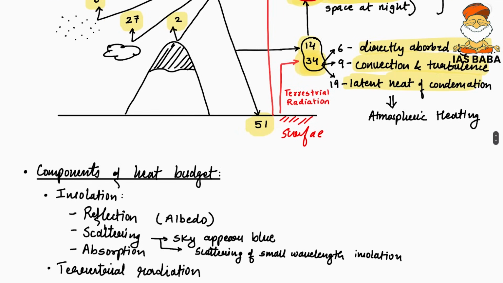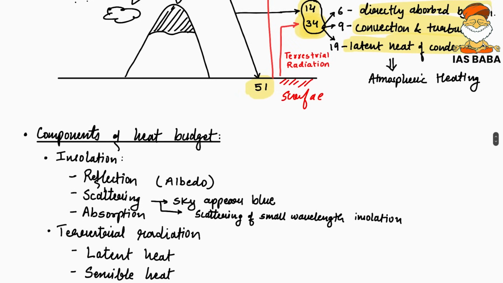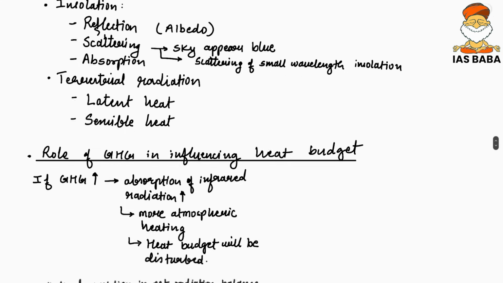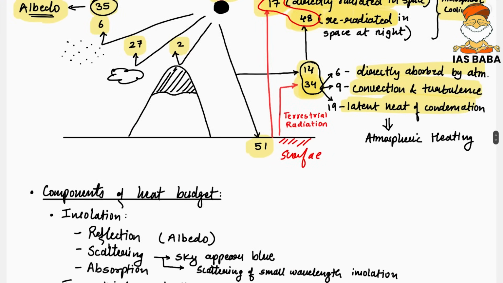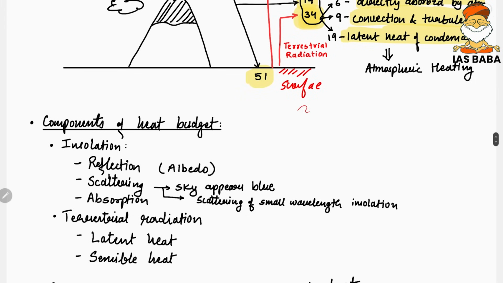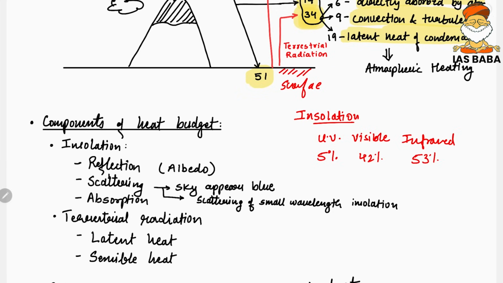So why do we have atmospheric heating then? Why do we talk about global warming if all the units are radiated back into space? Try to understand this by understanding one fact: whatever is the amount of insolation, that is incoming solar radiation, out of this solar radiation we receive ultraviolet radiation, visible radiation, and infrared radiation. It is 5% ultraviolet radiation, 42% visible radiation, and infrared radiation is 53%.